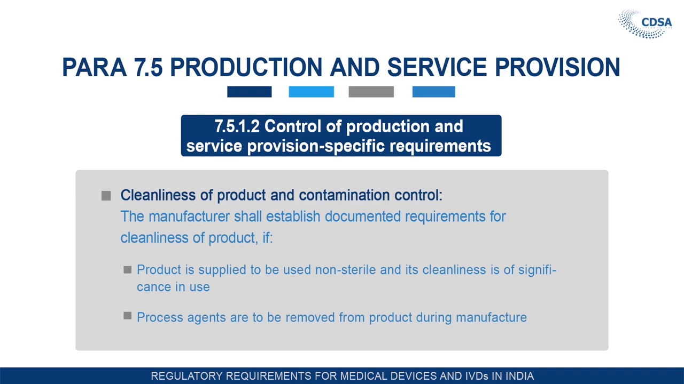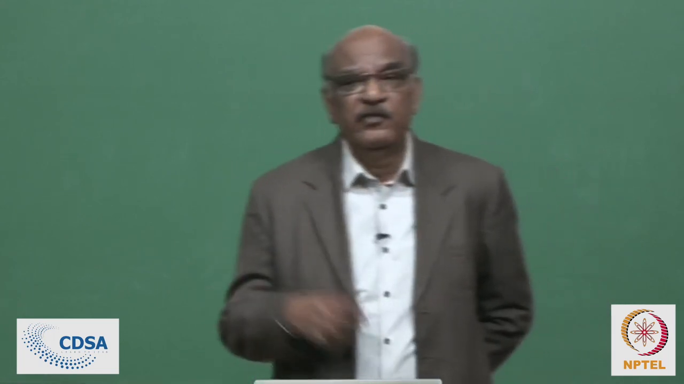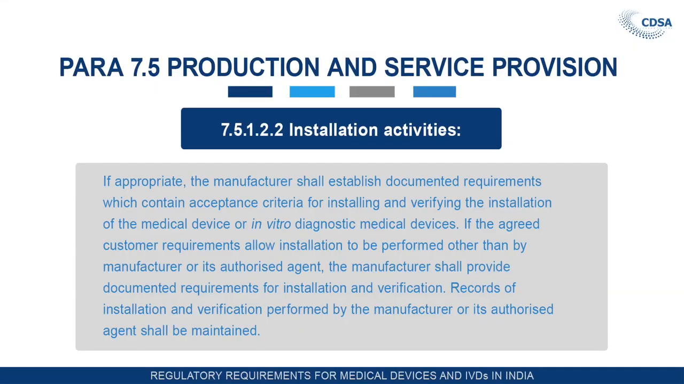Sometimes process agents are to be removed from the product. I can give you a very simple example of process agents. In case of ethylene oxide sterilization, ethylene oxide gas is used for sterilization of certain items like syringes or Tyvek paper packed products. Now, in case you want to sell that product, we must ensure that ethylene oxide is zero in the product after it is sterilized. So, anything that is used in the process, which is not required in the final product, has to be removed. Installation activities.